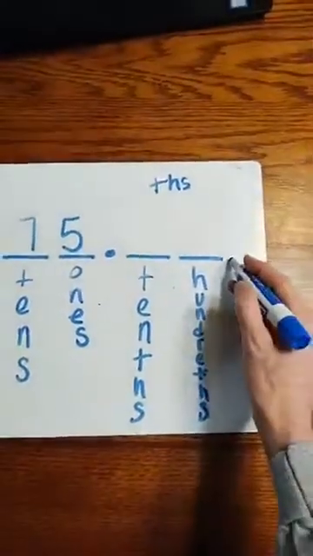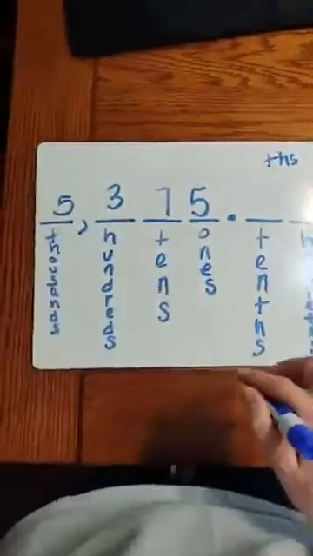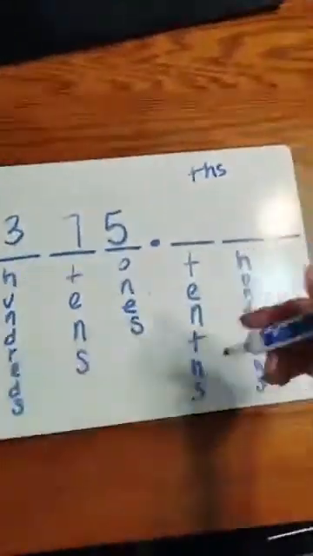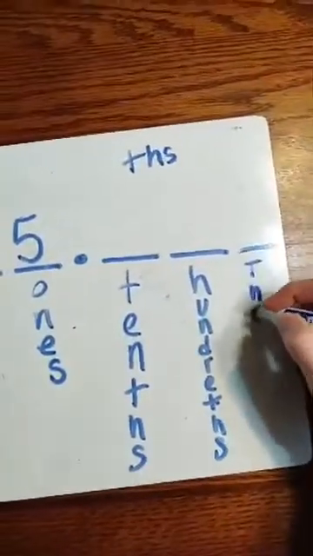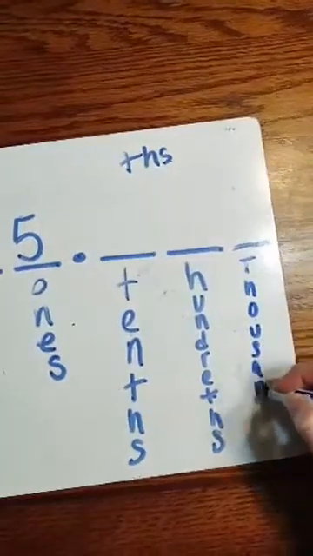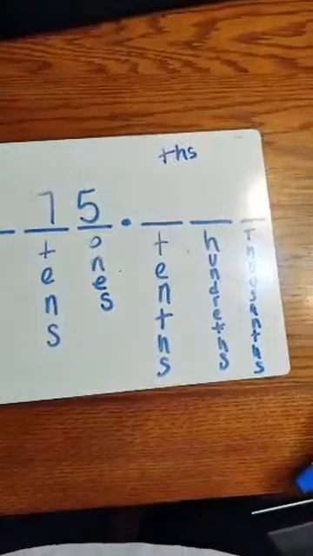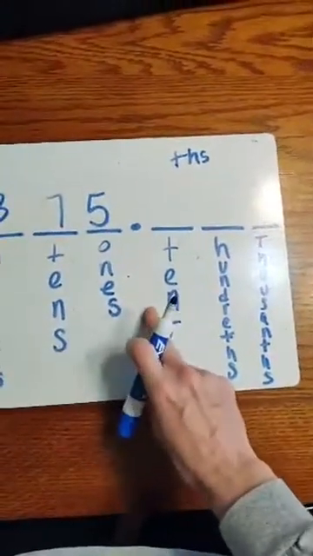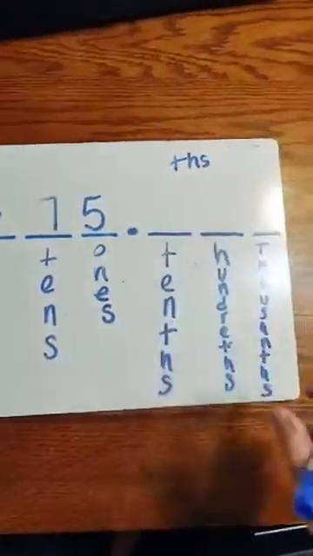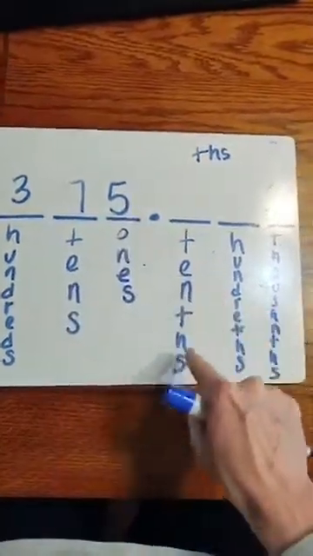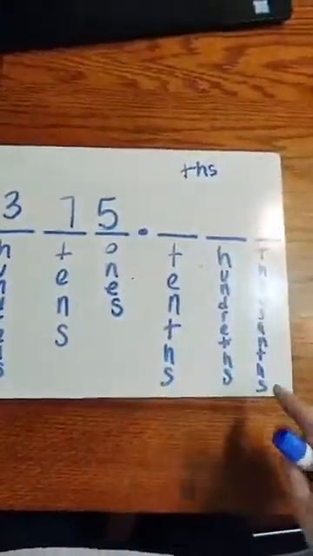Okay, so if you were a guessing person, what do you think the next place would be? You've got it. Thousandths. Okay, and we notice the key difference here. No ones. And they all have THS, okay? So after this, we have tenths, hundredths, thousandths.